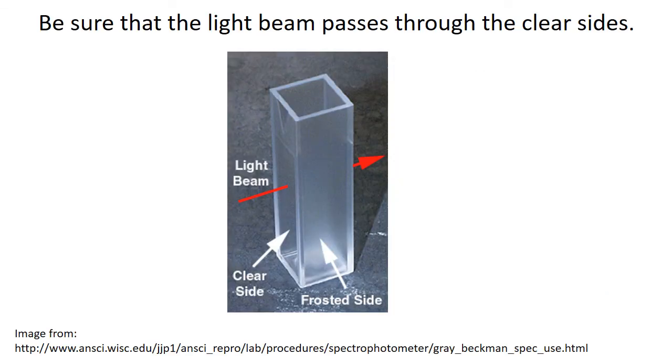So you will be investigating an indicator with UV-Vis spectroscopy. No matter which cuvette you use, make sure that you wipe down the sides of the cuvette thoroughly with a Kim wipe. And if you are using a plastic cuvette with frosted sides, be sure as you place the cuvette into the machine that the light beam is going to pass through the clear sides of the cuvette.